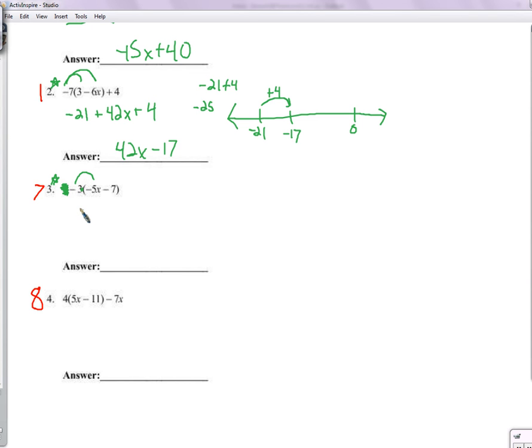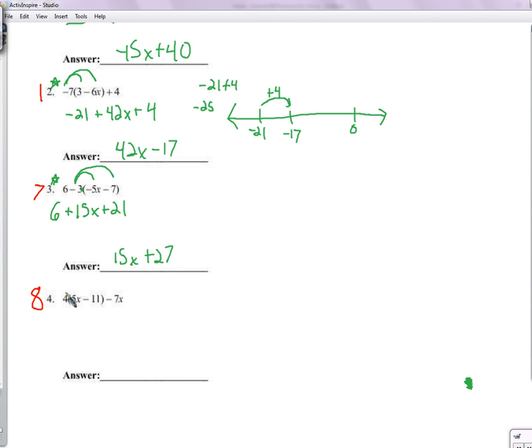Negative 3 times negative 5x is positive 15x, and negative 3 times negative 7 is positive 21. So we've done that distribution. But that thing we covered up there was a 6. So 6 is part of that whole thing. 6 plus the 15x plus 21. So you have 15x plus 27, because 21 plus 6 is 27.